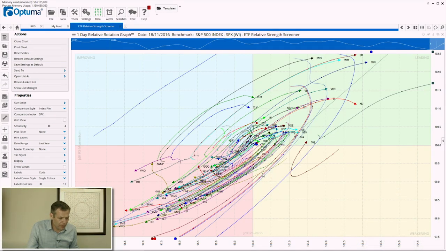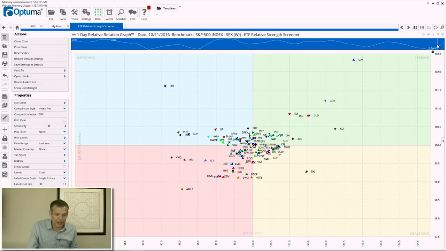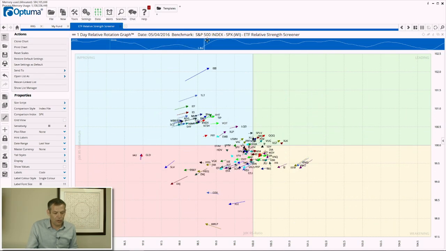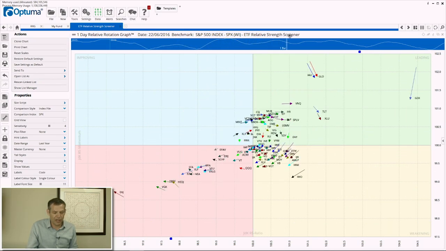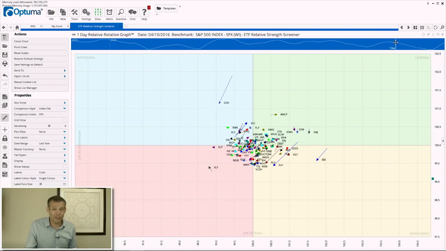All right, so we got, again, very long tails. I'm just going to shorten all of that, maybe a little bit longer than that. So what we've got are all of these ETFs which are running around. Now, in actual fact, this is actually a quite balanced group.